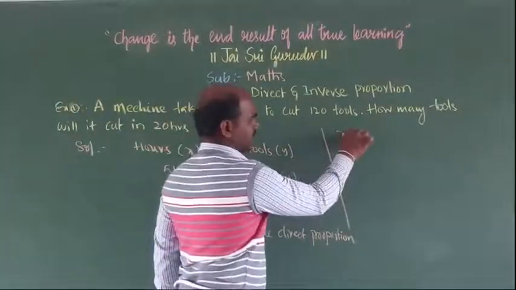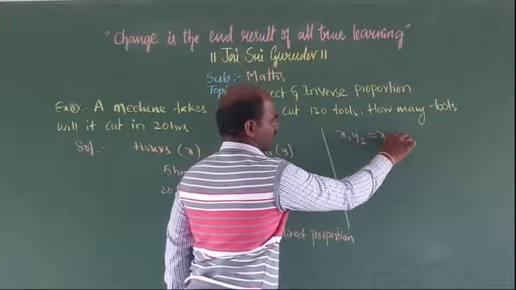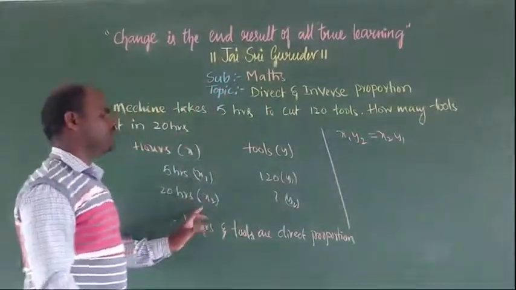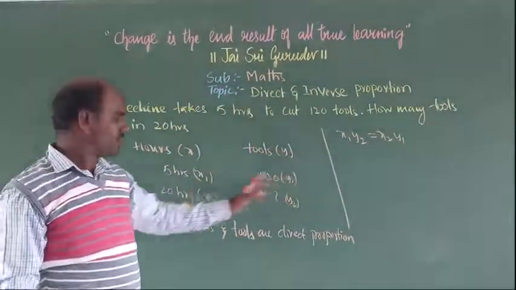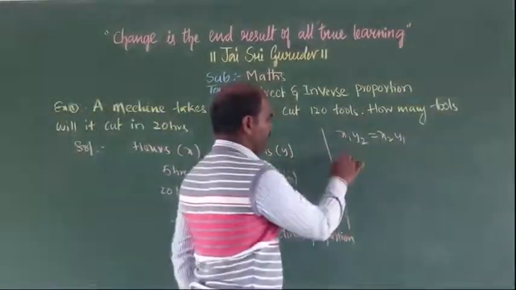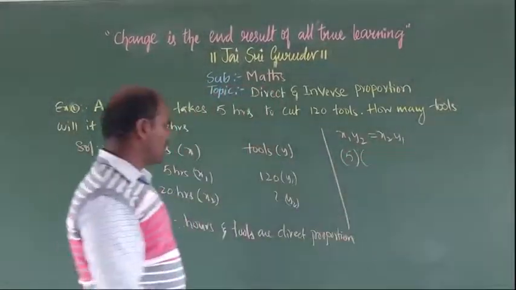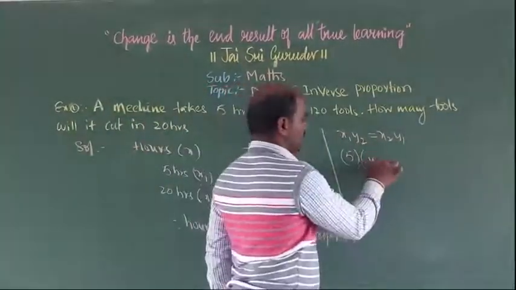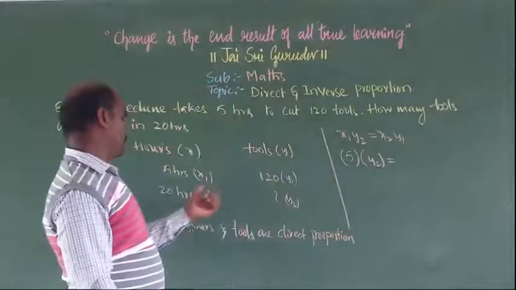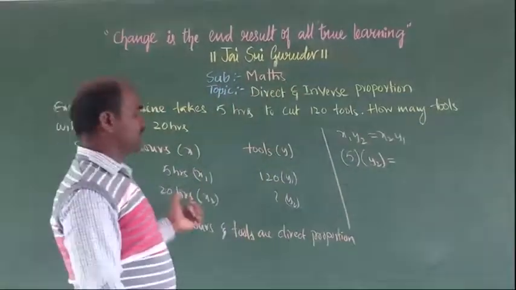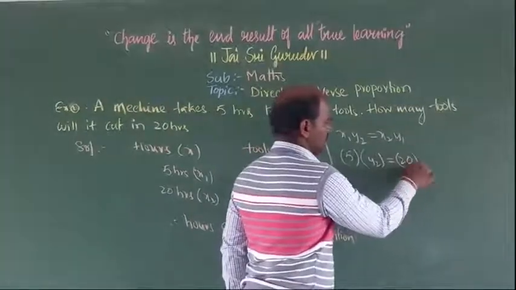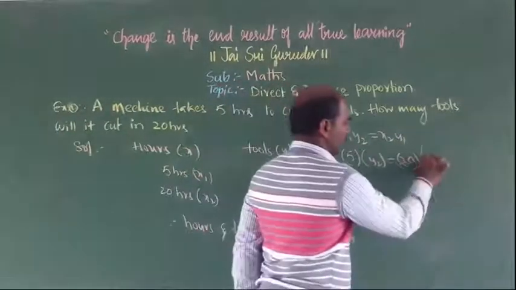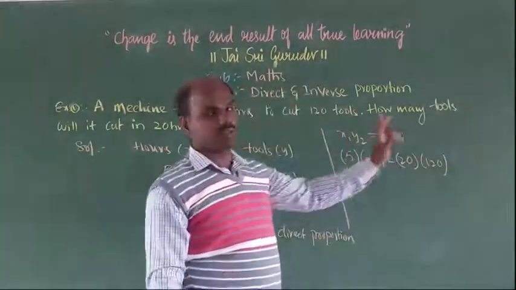Yes, so when you are taking the direct proportion, what is the condition, children? That is x1 y2 is equal to x2 y1. Yes or no, children? So then we have to apply x1 y1 and x2 y2. x1 value is 5 into y2, which we don't know, we have to find it now. So y2 is equal to the x2 value, which is 20, into the y1 value, 120. Yes. So therefore 5 has to go to the second side.